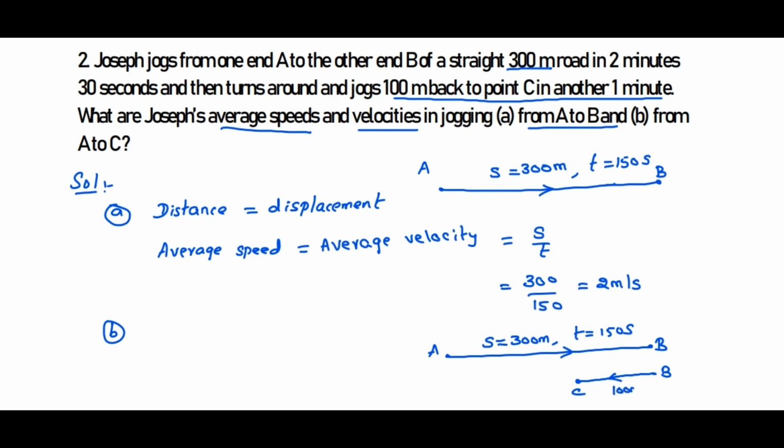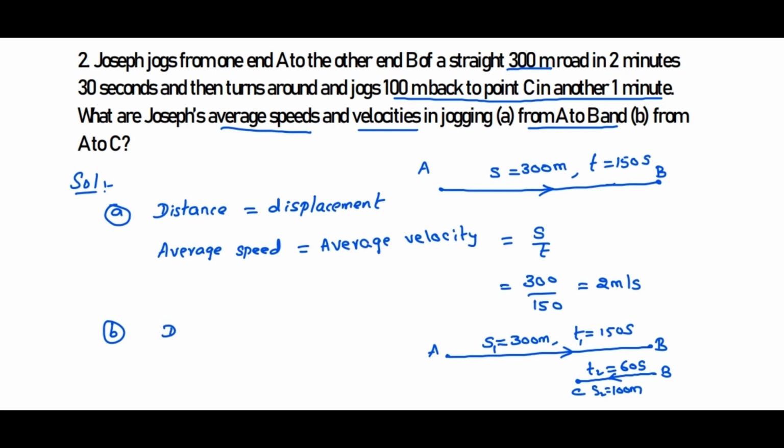distance is 100 meter. If you are writing, it is S1 and it is S2. Time taken T1 is 150 seconds, time T2 is equal to 1 minute. 1 minute means 60 seconds. Try to convert all of them into same system. Now, distance, displacement both will differ. Average speed, average velocity both will differ.